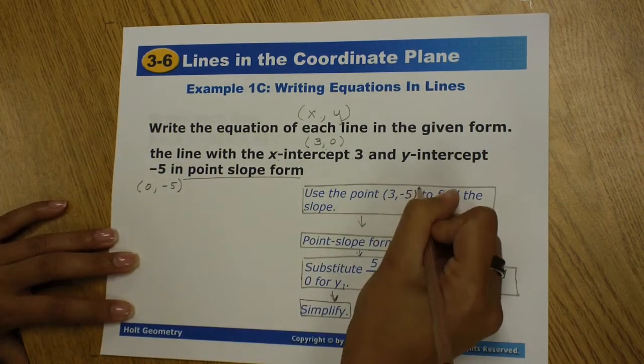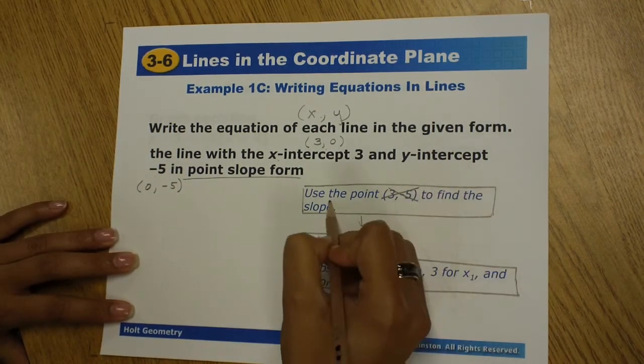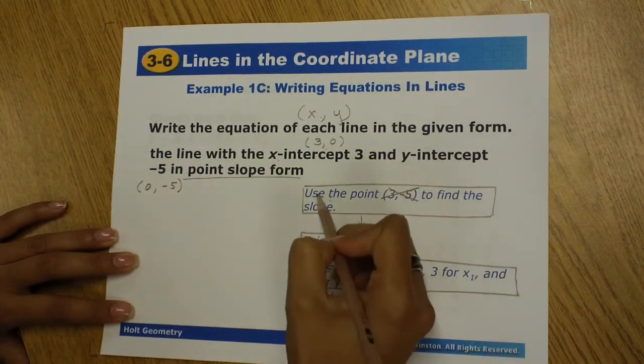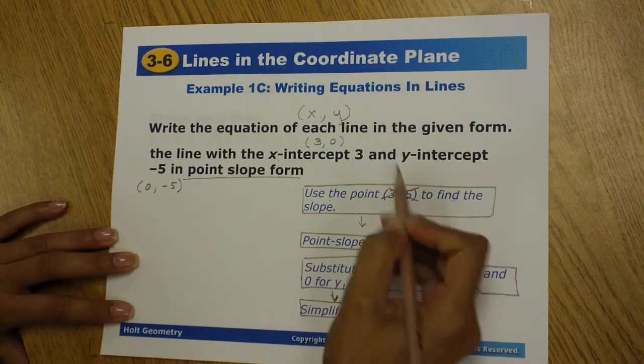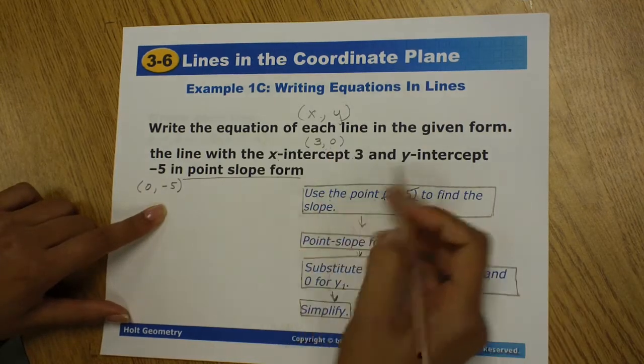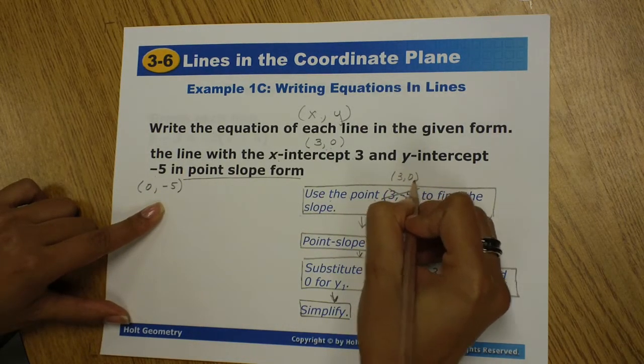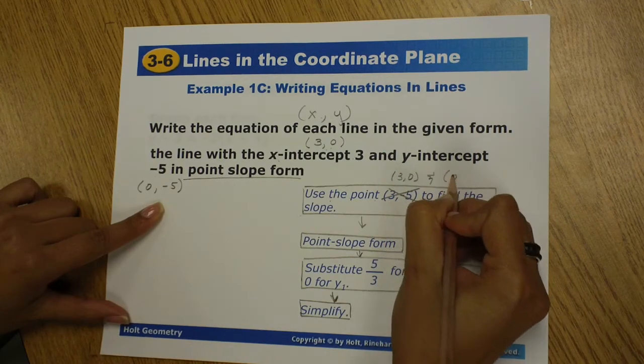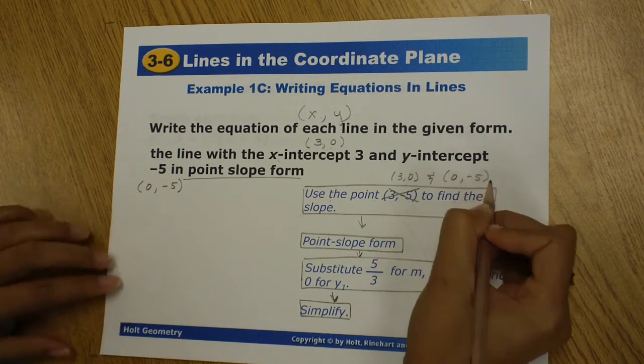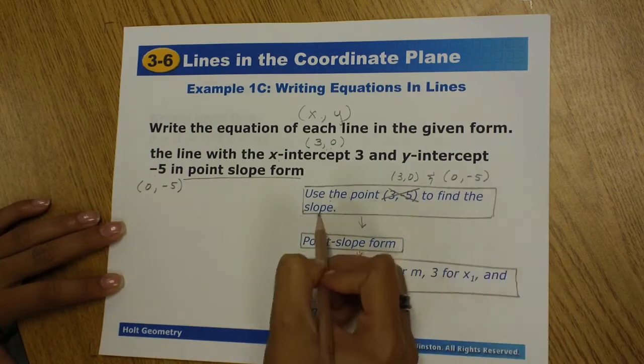And I just noticed this right now. This is wrong. I printed this earlier. But it says that you need to use the point, and then these are the 2 points that we're using to find the slope. So the points are (3, 0) and (0, -5). So first we need to find the slope.